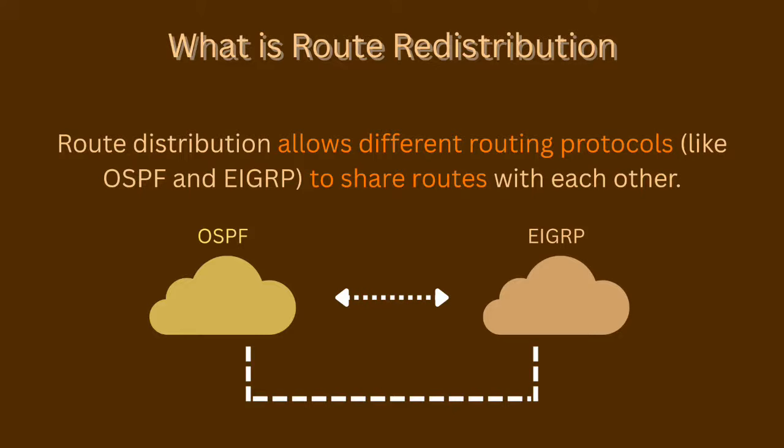So, what exactly is route redistribution? Route redistribution is the process of allowing different routing protocols like OSPF and EIGRP to share route information with each other. In other words, it acts as a translator between two routing domains that normally wouldn't communicate directly. For example, routes learned by OSPF can be shared with EIGRP and vice versa, so both networks know how to reach each other's destinations.